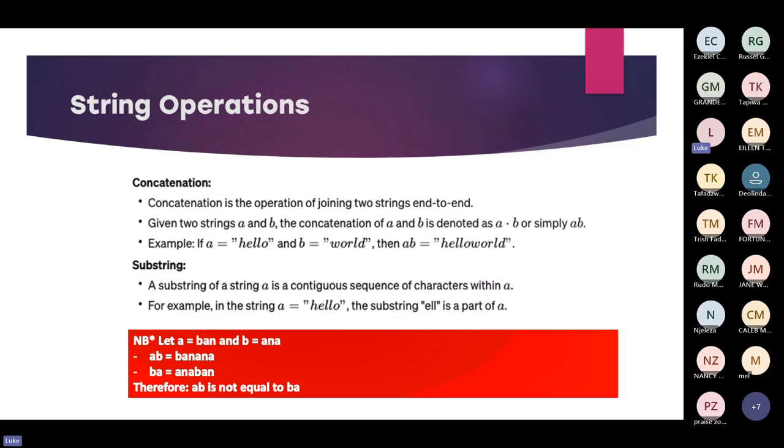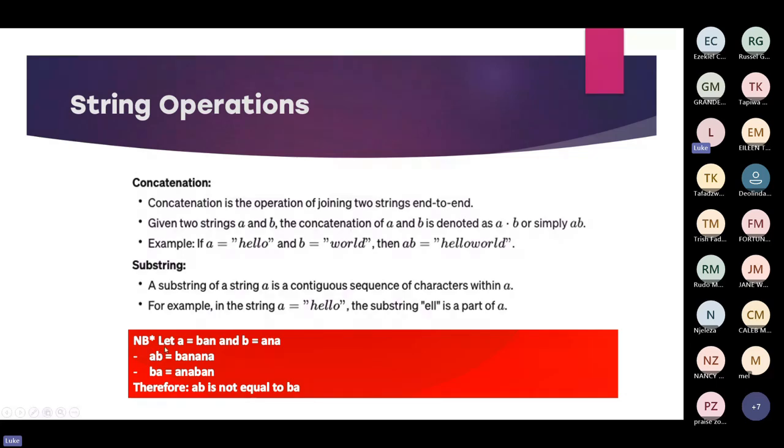In strings, we also have what we call substrings. A substring of a string A is a contiguous sequence of characters within A. So for example, in a string A equal to hello, we can get a substring ell, which is part of A. So the E double L came about from our first string that we have, hello. We are saying this is also a substring that was obtained from taking letters from the first given string, but we have put this in red.